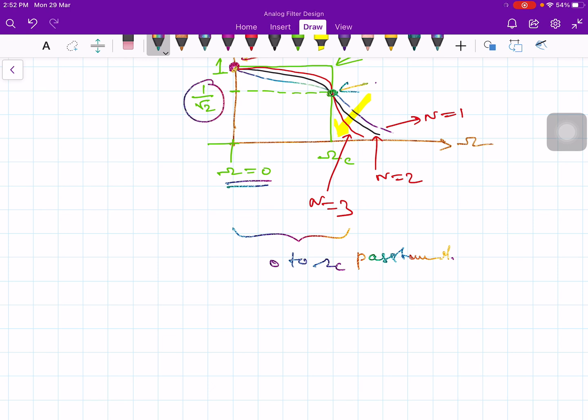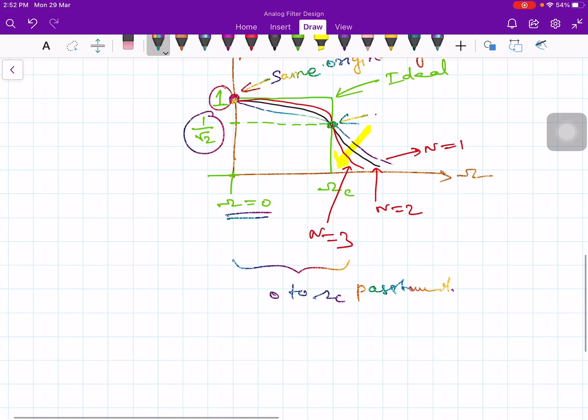All of them have the same originating point. That originating point is omega equal to 0, and the value is 1, and all of them meet at omega equal to omega c at this point, where the value is 1 over root 2. And if these two conditions occur, then obviously there will be some error, right?